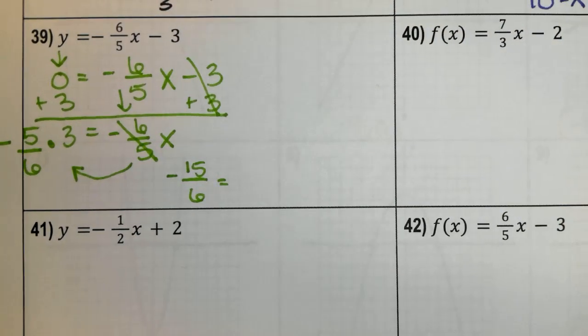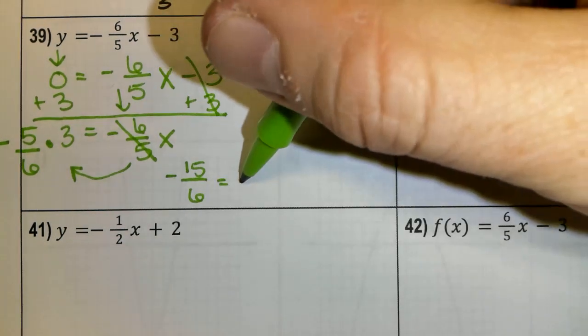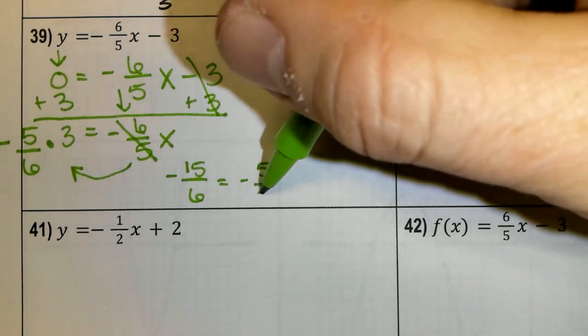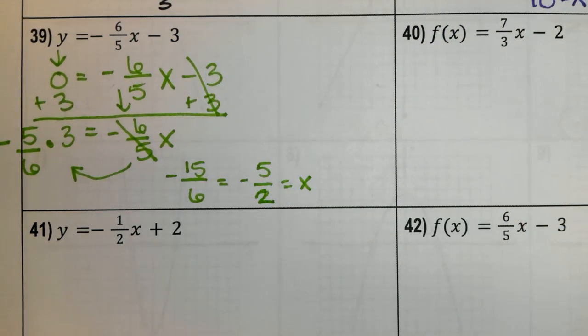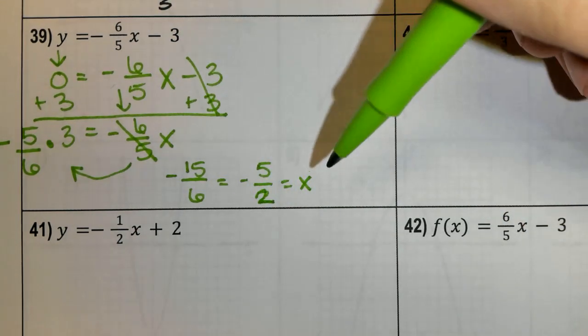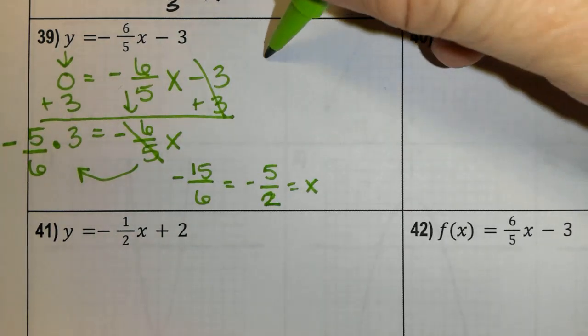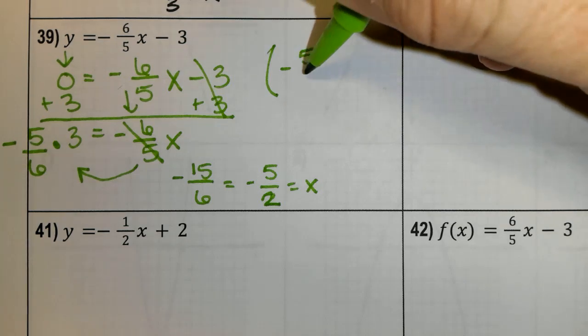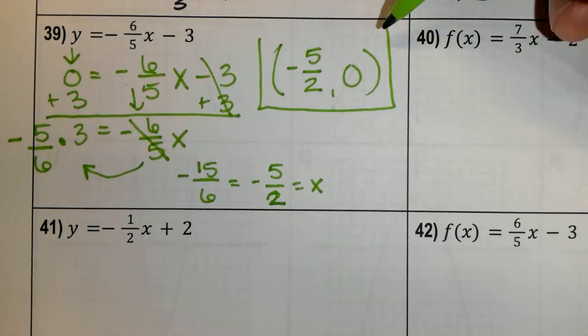I'm sorry, I'm thinking of the answer. Divide by 3. So if I divide both by 3, you get x equals 5/2, and that looks like a z. Sorry. Okay. So for this question, I have parentheses, negative 5/2, 0. And I am done.